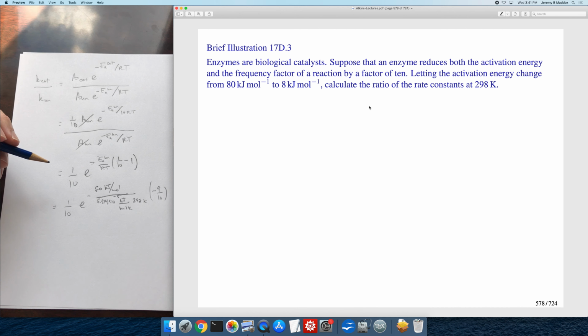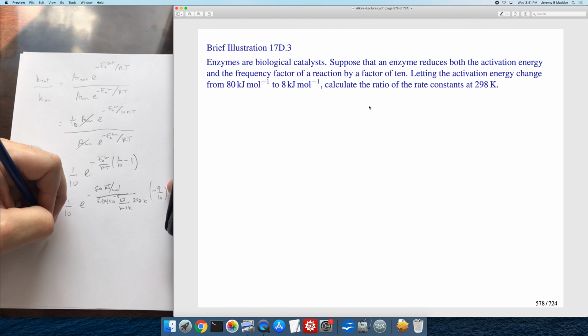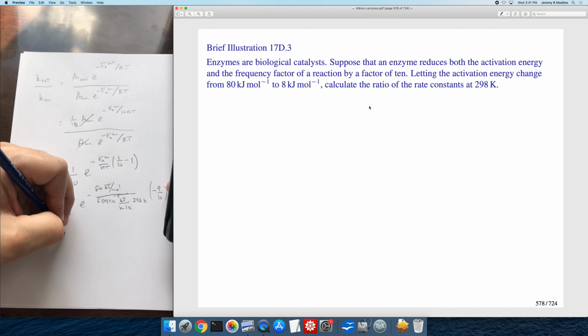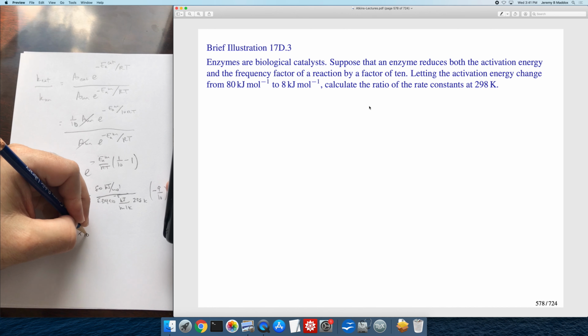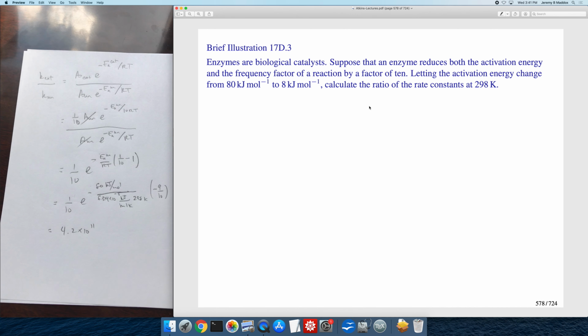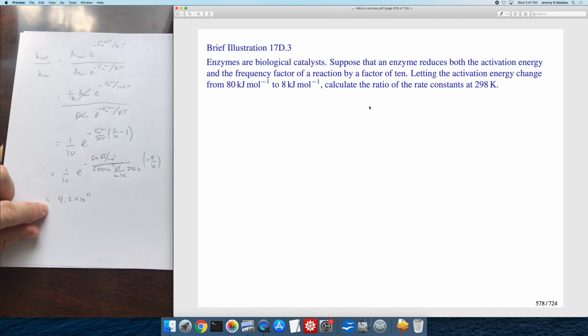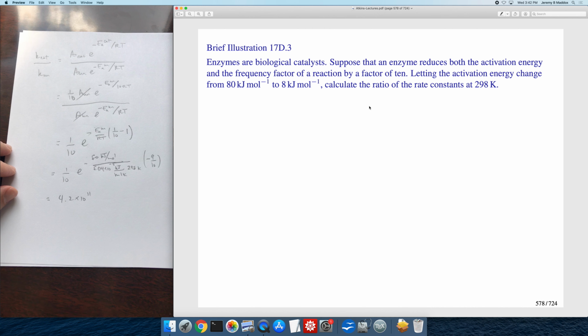We get an increase in the rate constant of 4.2 times 10 to the 11. So that's a huge increase in the rate constant. The catalyst is going to make a huge difference in how quickly this reaction proceeds. Enzymes are very efficient catalysts.